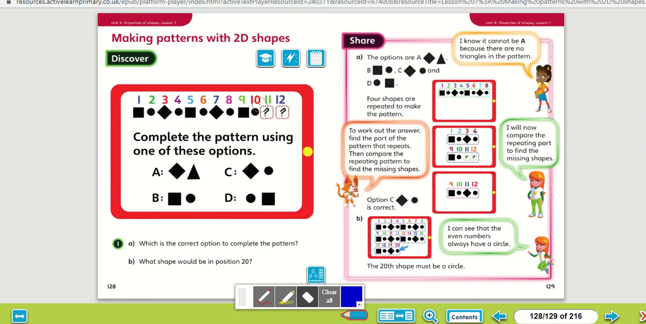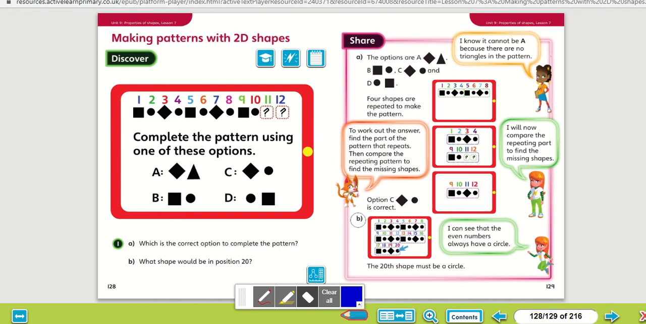Diamond and circle. So I will now compare the repeating part to find the missing shapes. So the missing shapes are diamond and circle. These are the shapes that are repeated in this pattern.